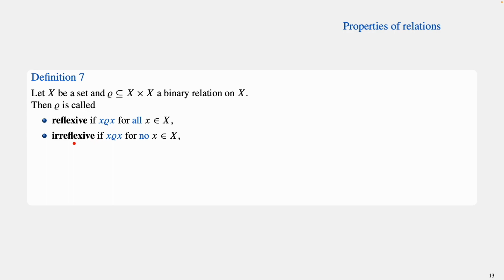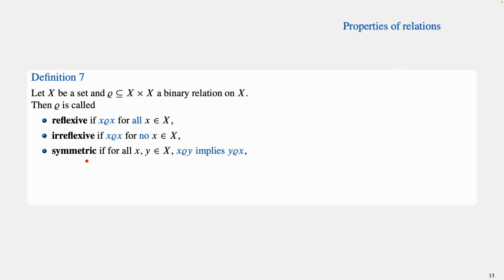We say that the relation is irreflexive if no element X is related to itself. So note that this is much stronger than just saying it's not reflexive. Not reflexive would just require that there's one element that is not related to itself, but irreflexive actually requires that no element is related to itself by rho.